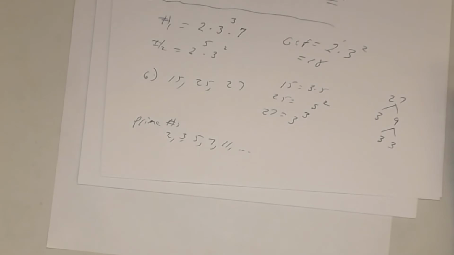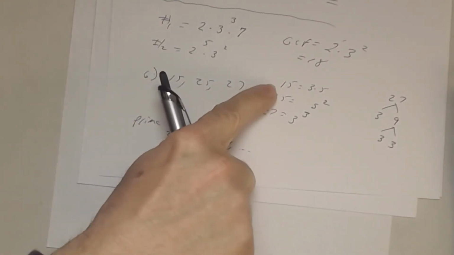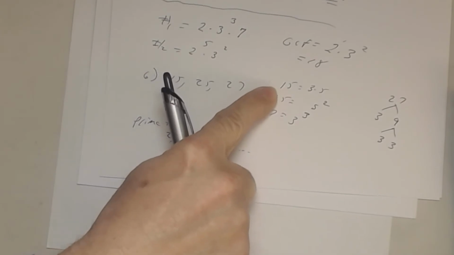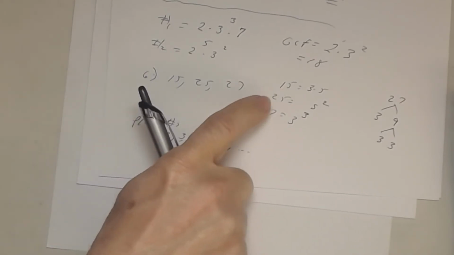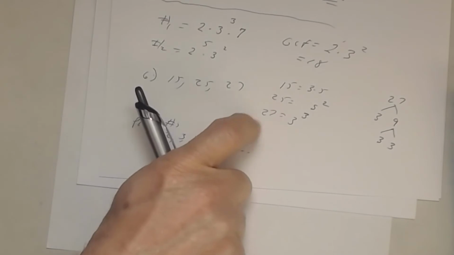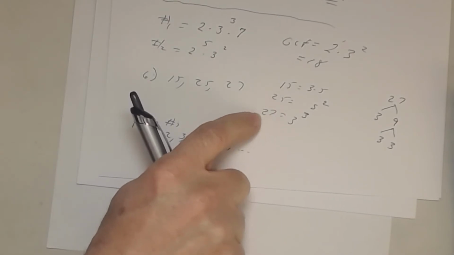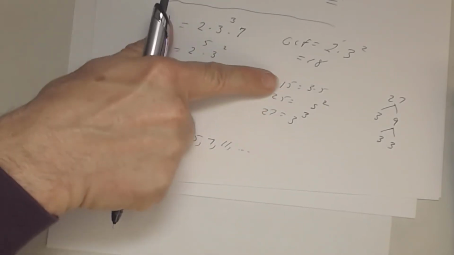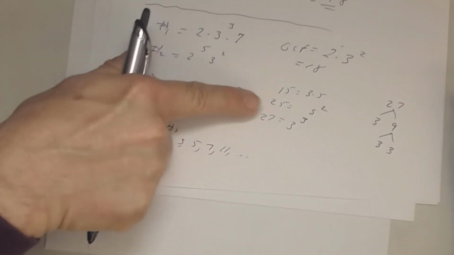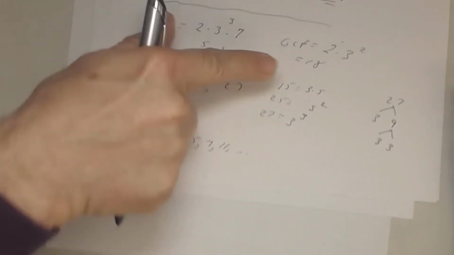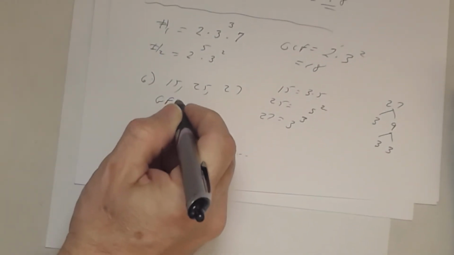But one's not prime, but 1's a factor of every number. So 1's a factor of 15, because 1 times 15 is what? 15. 1's a factor of 25, because 1 times 25 is 25. And 1's a factor of 27, because 1 times 27 is 27. So the largest factor that they do have in common is what? 1. So the GCF is 1.